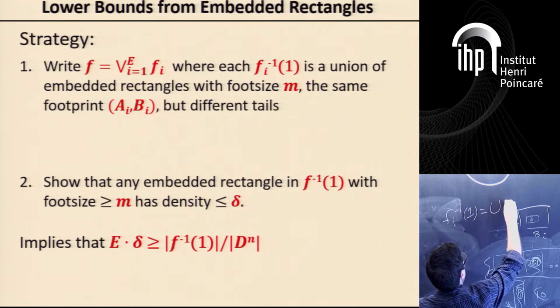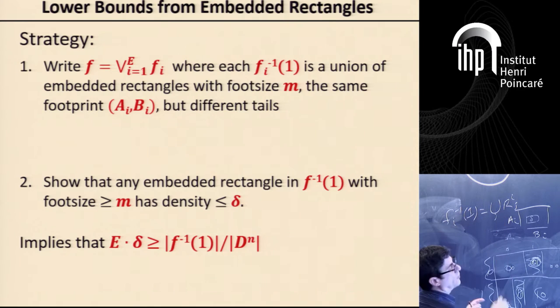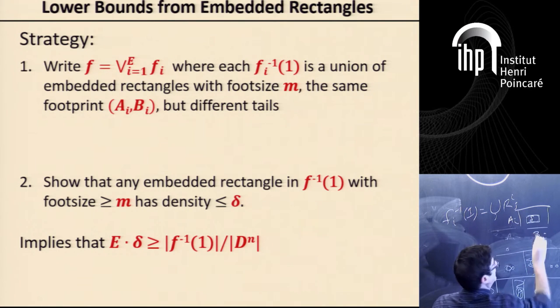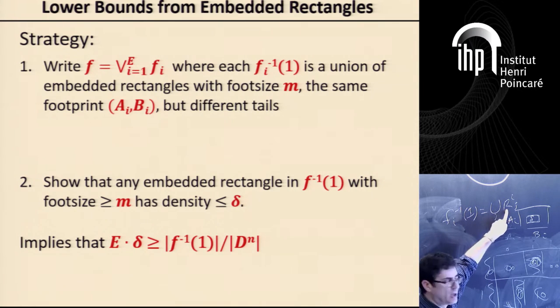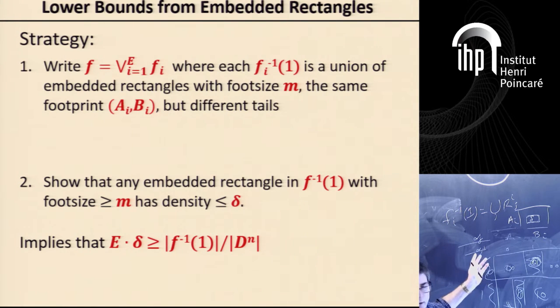So this is a union of rectangles R_i,j, the union over j of R_i,j. Each of these R_i's is an embedded rectangle, which has got an A_i cross B_i. Each one has density delta. But they've got different tails. So they disagree outside A_i, B_i. So there's alpha_j, and there are different alpha_j's. So this is alpha_j prime. They disagree out here, so these are not equal. So this means they correspond to disjoint subsets of the input.